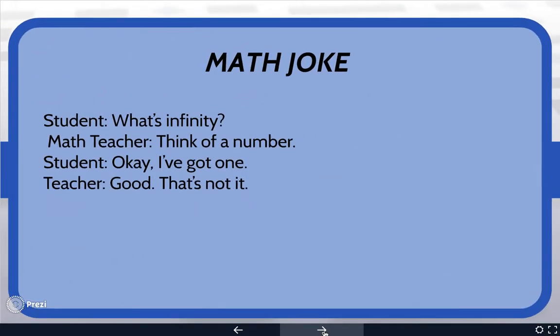Here's your math joke. The student says to the teacher, "What's infinity?" And the math teacher says, "Think of a number." And the student says, "Okay, I got one." The teacher says, "Good, that's not it."